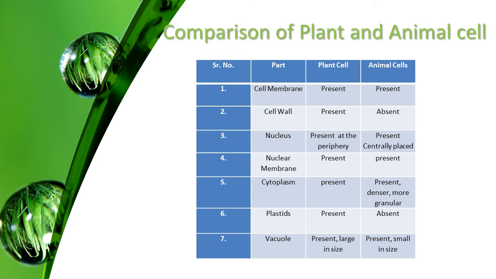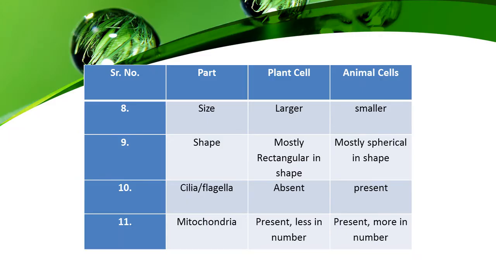Next differentiating points as well as points of similarities are mentioned in the next slide. Let us move towards that. Next differentiating point is related to the size of the cells. Plant cells are normally larger in size as compared to animal cells. Next point is shape of the cell. All of you have studied that the shapes of cells are different. There are different cells having different shapes, right?